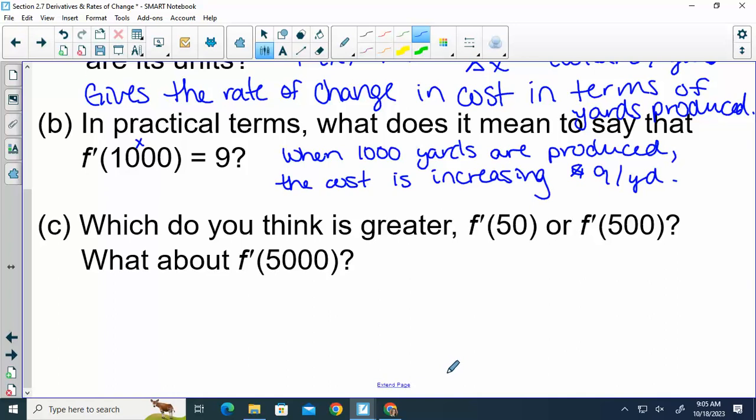Which do you think would be greater, f prime of 50 or f prime of 500? Okay, so this is kind of a personal opinion, but we also can think about things in general. When you're making something, what do we want to make? Pants. Okay, we're going to make pants. We have to buy certain equipment to be able to make the pants, right? So that's like your y-intercept.